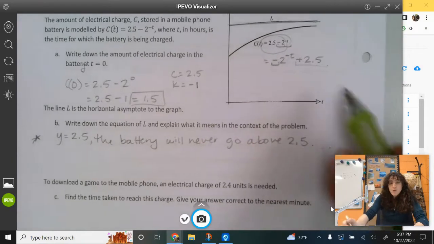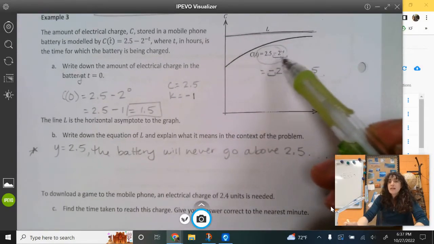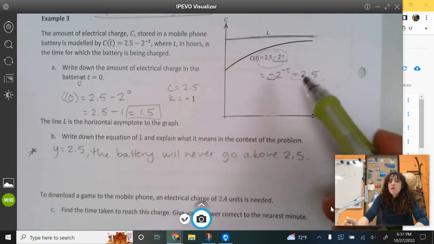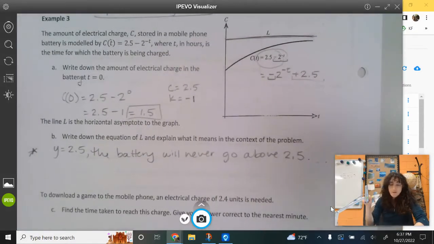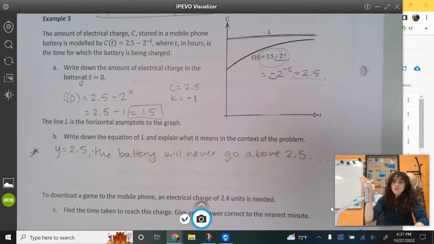If you were not able to pull that out from the equation, if you had not been able to reorganize this equation, what's a way that you could have figured this out? You could have graphed the equation and just done graph trace and tried to get as close as possible, see like, okay, what is the horizontal asymptote that I'm infinitely approaching but never crossing?